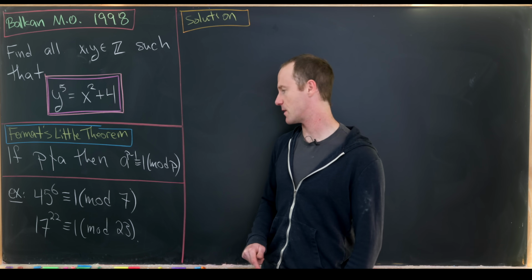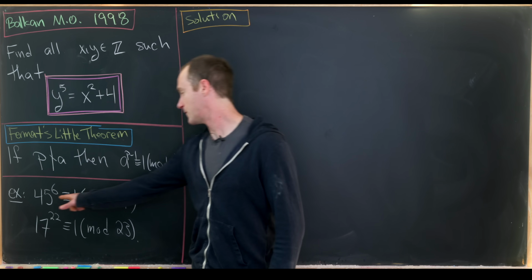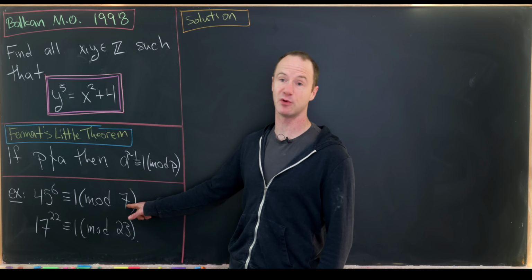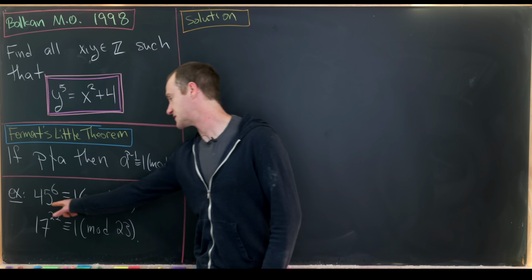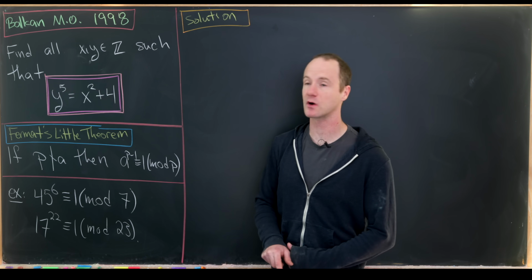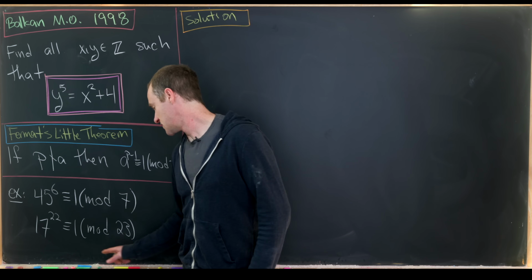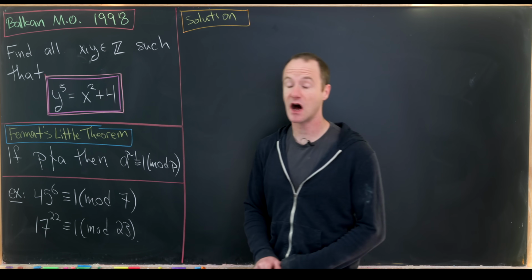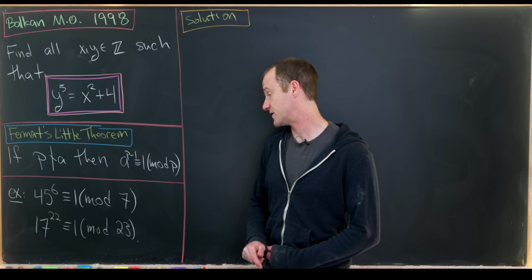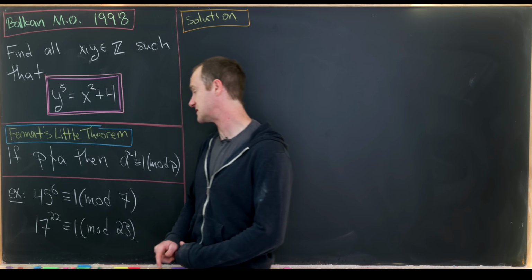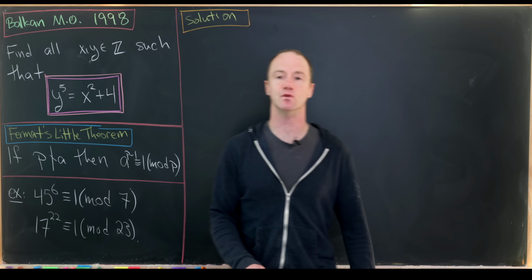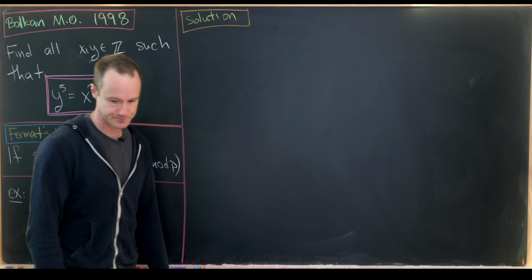So just as a couple of examples, 45 is not divisible by 7. So that means 45 to the 6th power is congruent to 1 mod 7. Next, 17 is not divisible by 23. That means 17 to the 22 is congruent to 1 mod 23.